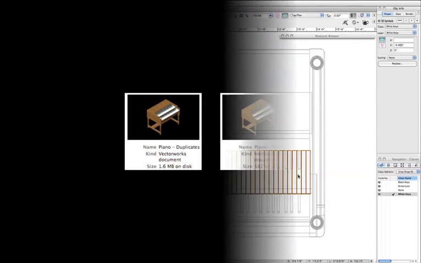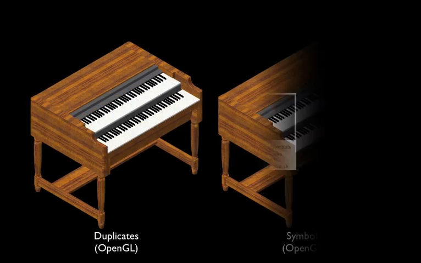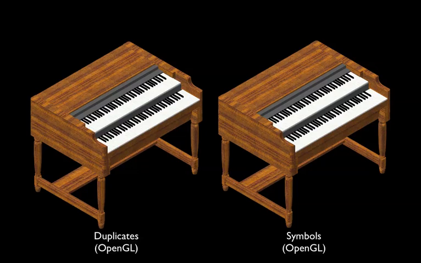Without using symbols, the file was 1.6 megabytes. Using symbols instead, the file is 582 kilobytes. Visually, the files are identical. The file with symbols is simply smaller on disk and thus reacts faster when zooming and panning, as it is less of a strain on your system's hardware.